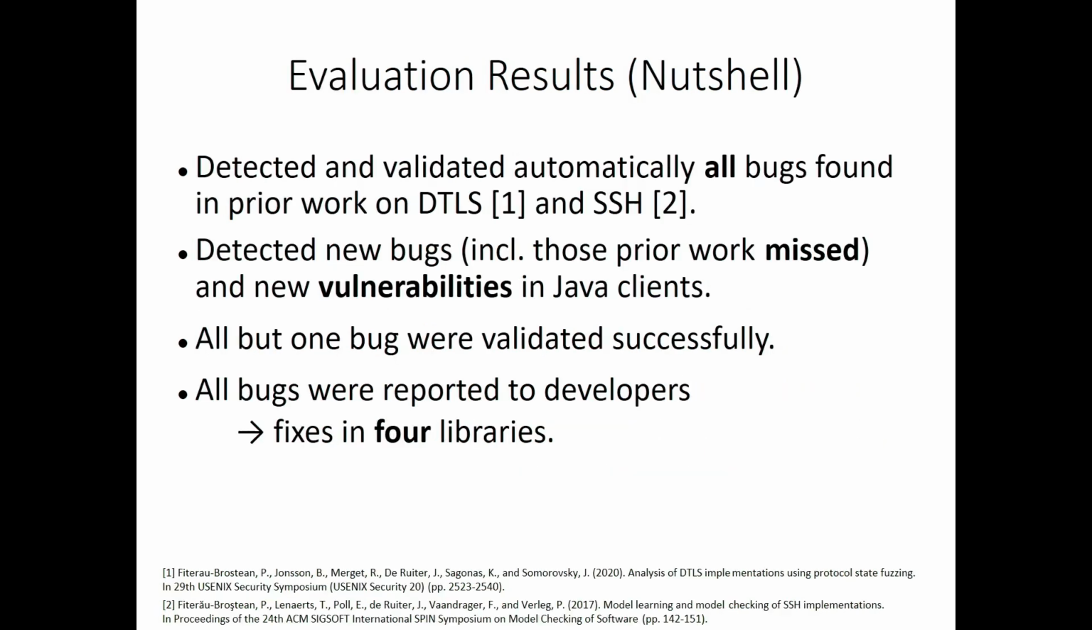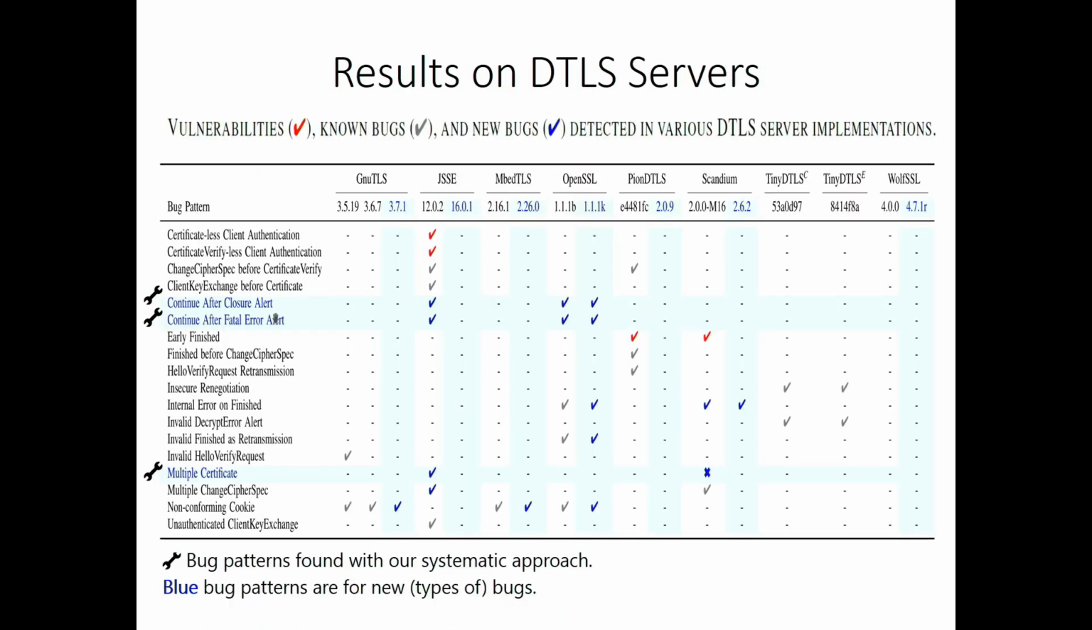So in a nutshell, we detected and validated automatically all the bugs that have been reported in prior work, which were found manually. We detected various new bugs, and we showed that even for the bugs that the authors of these papers were aware of, they missed some of them by not having automation. All but 1 of the bugs that we detected were validated successfully. And all the bugs were reported to the developers, and this resulted, at the time of the writing of the paper, in fixes in 4 libraries.